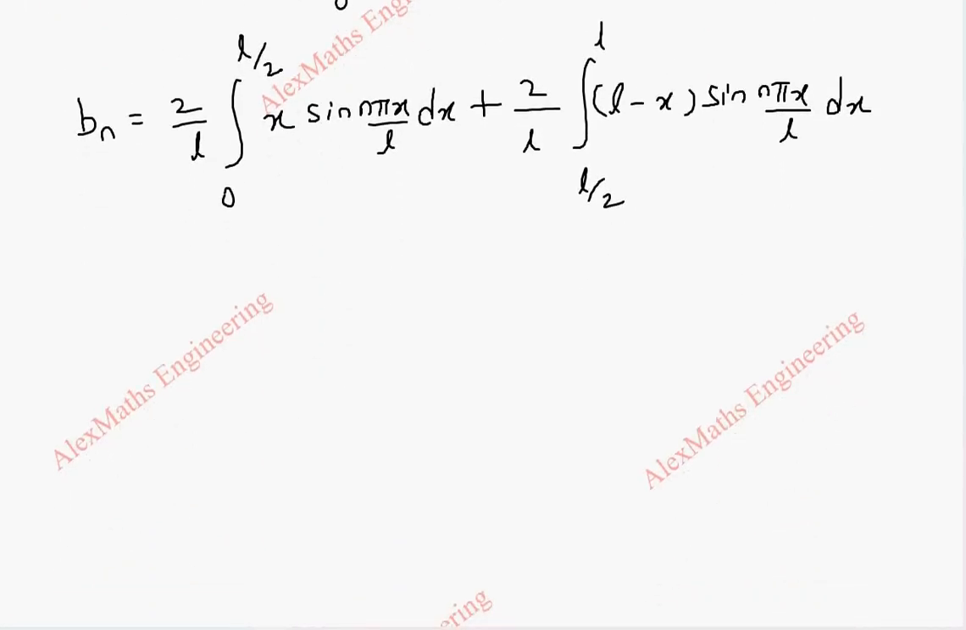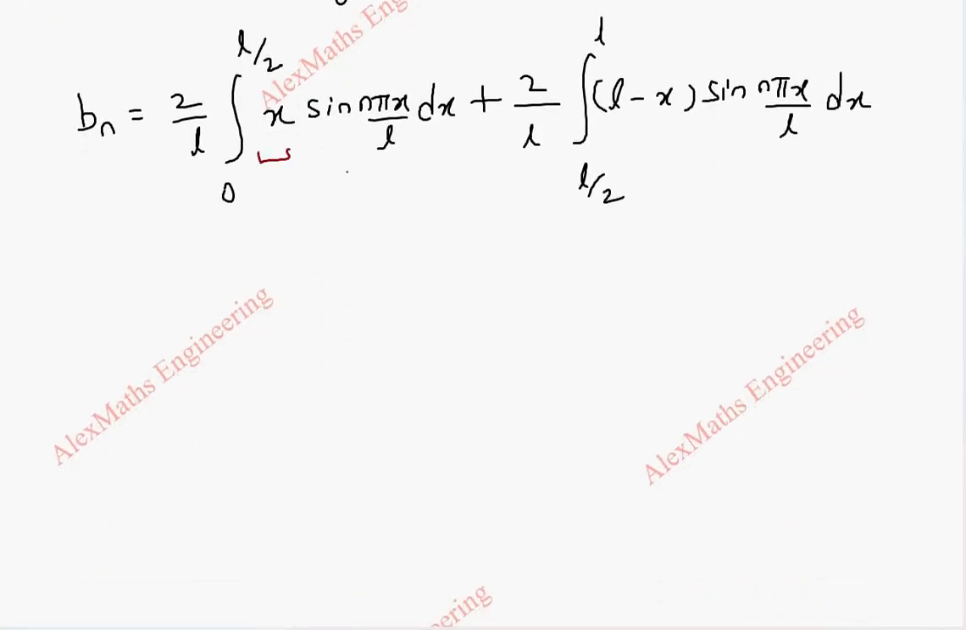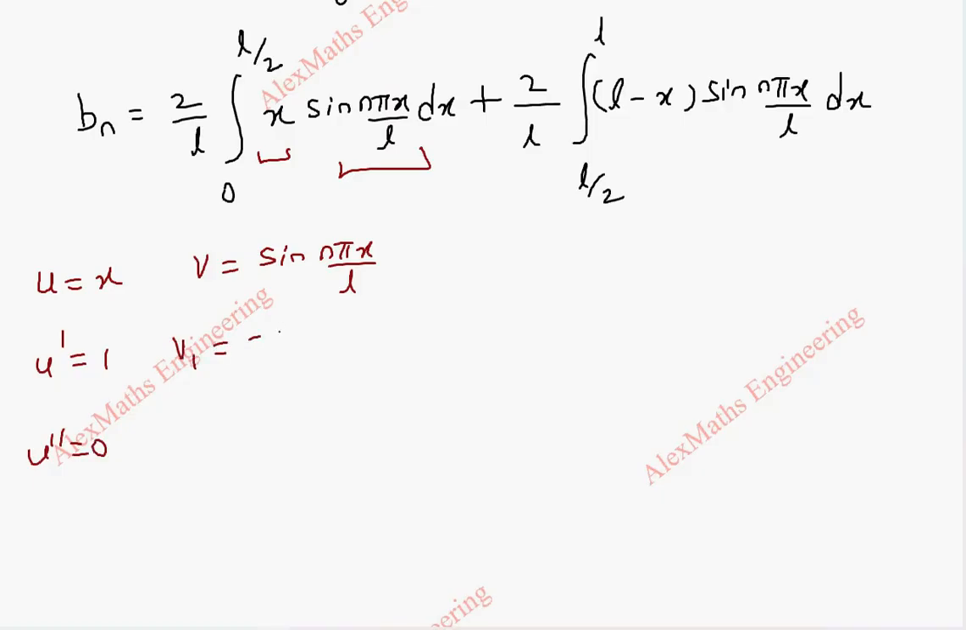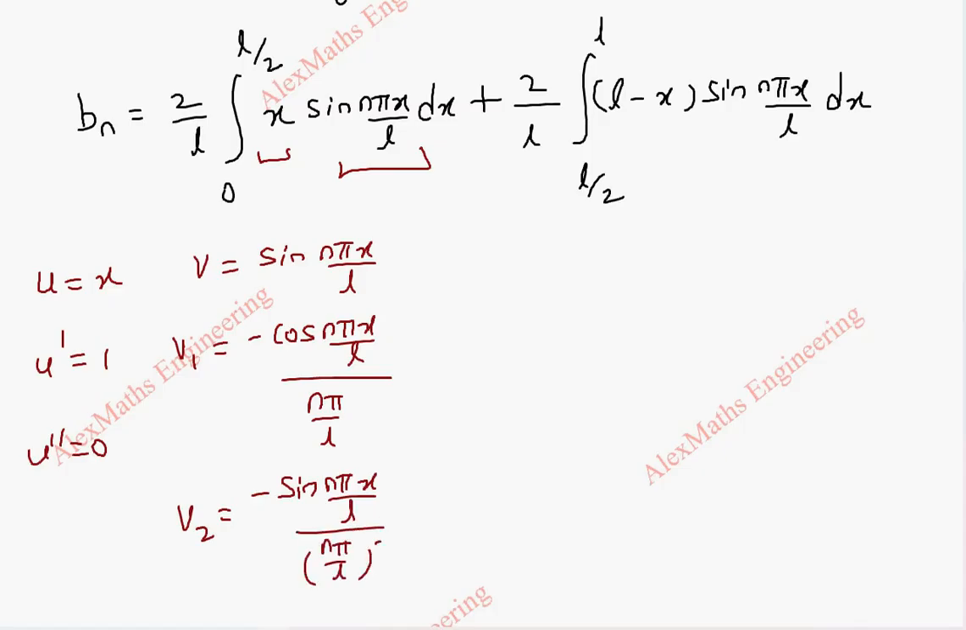Now we are going to use Bernoulli's formula. So this is u and this is v. So u equal to x and v equal to sin n pi x by L. So u dash will be its differentiation, which is 1. U double dash will be 0. v1 will be minus cos n pi x by L by n pi by L, and v2 is minus sin n pi x by L by n pi by L whole square.